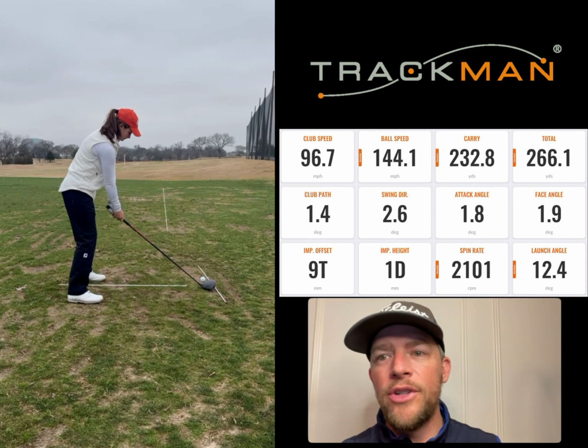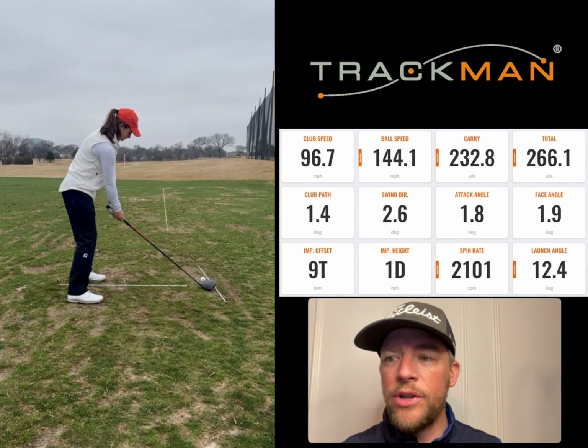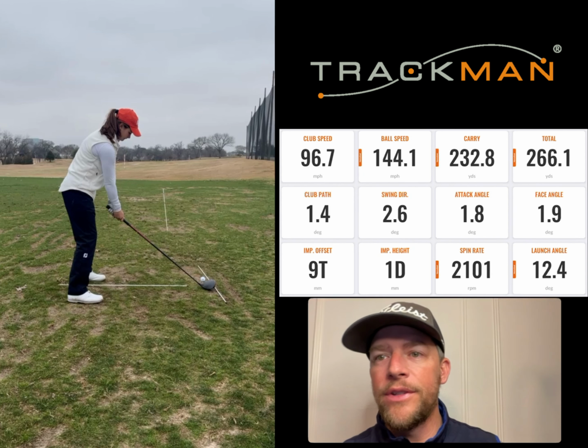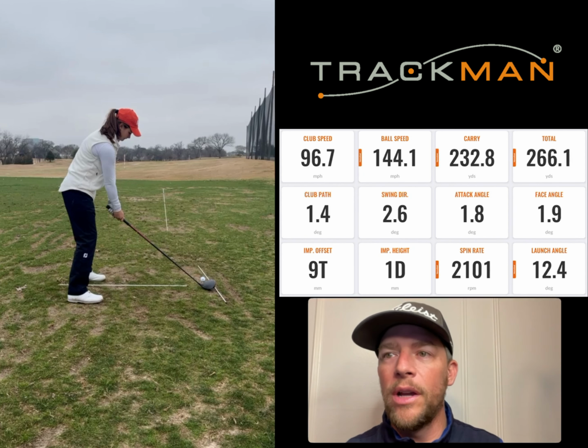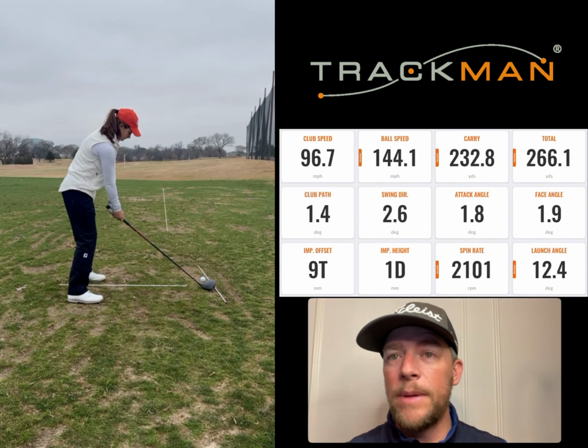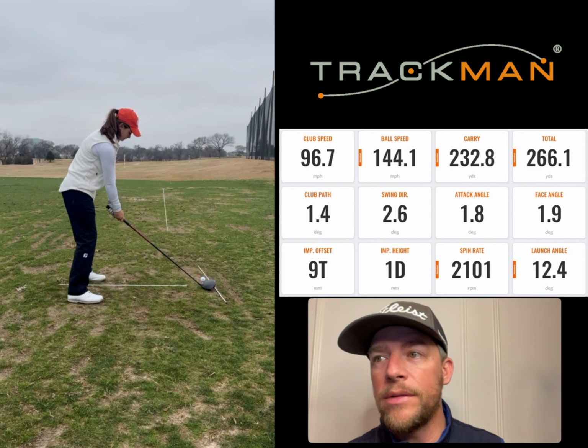Okay, so here we are with the adjusted video and the adjusted Trackman data. This is our session a couple weeks later. Swing is in a very different spot, and the Trackman data is showing up as different. So if we go to the top line, you can see club head speed's the same. There's the ball speed at 144 like we talked about.